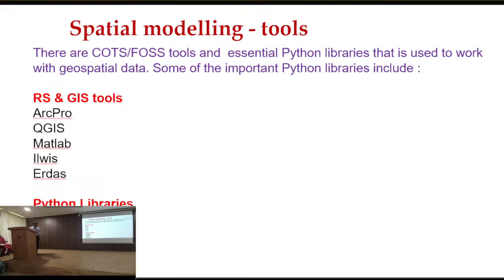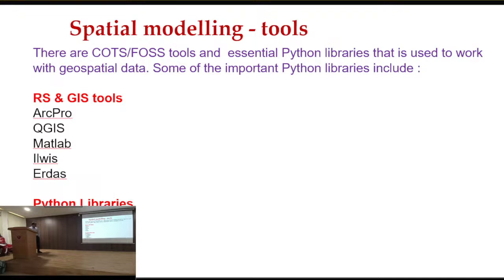For example, GDAL is a library, Shapely is a library, GeoPandas is a library. Whereas ArcPro, QGIS, MATLAB, ILWIS, ERDAS, they are all tools. Tools are application tools that are already developed for the sake of your application requirements. Sometimes in the tools, the open codes are not available. The programming code is not available. Sometimes they may be proprietary.